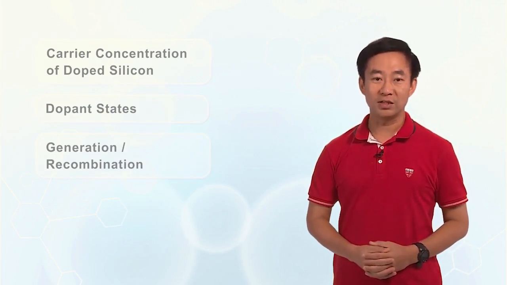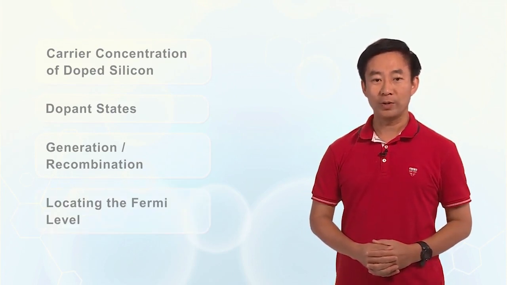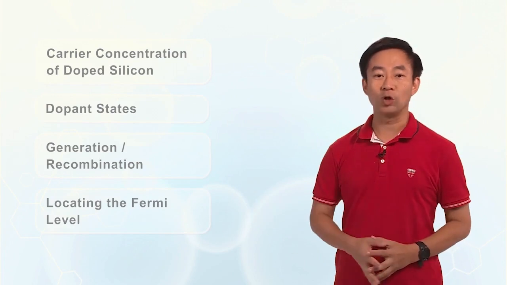Besides changing the carrier density, the dopants also change the location of the Fermi level, and I shall explain how to locate the Fermi level in a doped semiconductor.